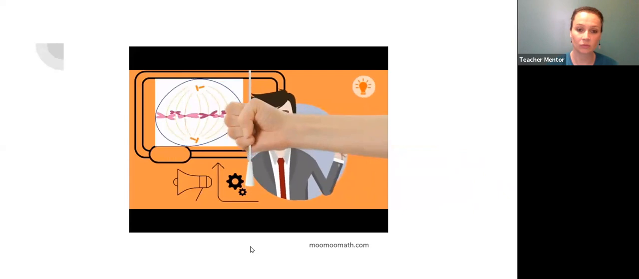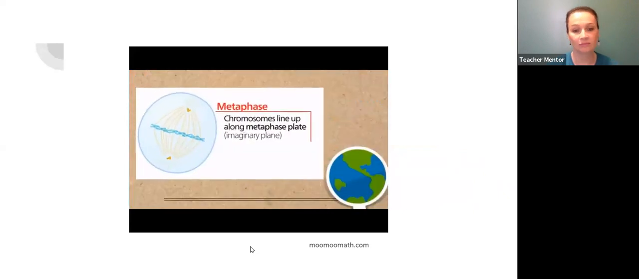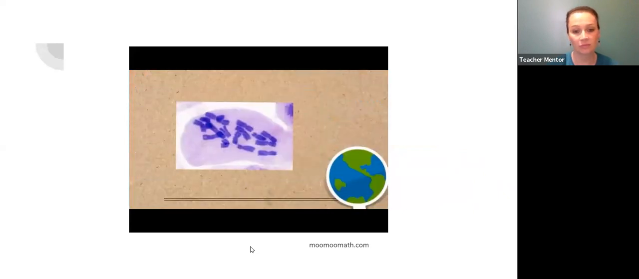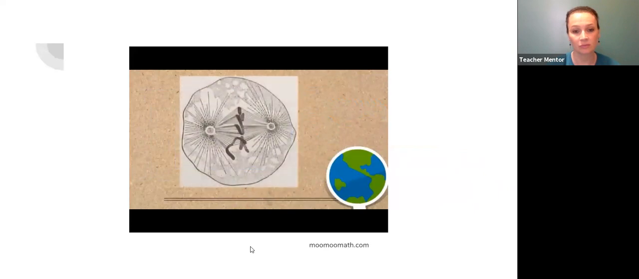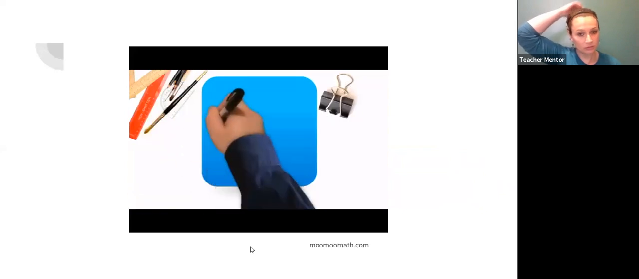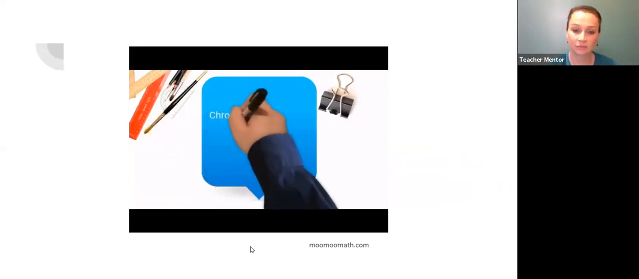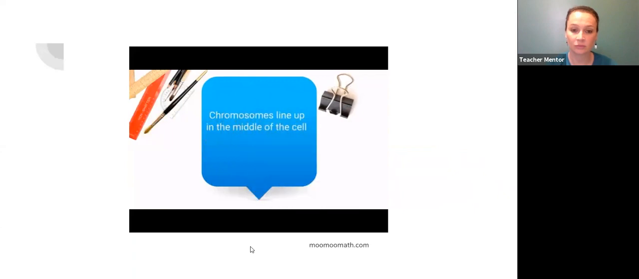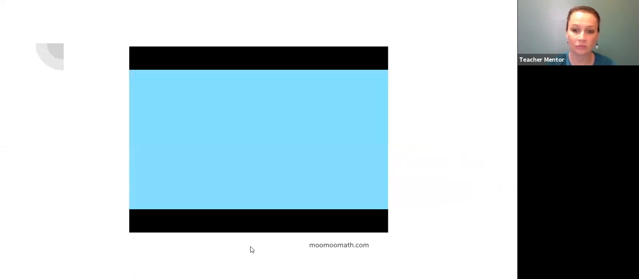Here are some additional pictures of metaphase. So in summary, metaphase is when the chromosomes of the cell line up in the middle of the cell and spindle fibers attach to them and get ready for the next stage, which is called anaphase.